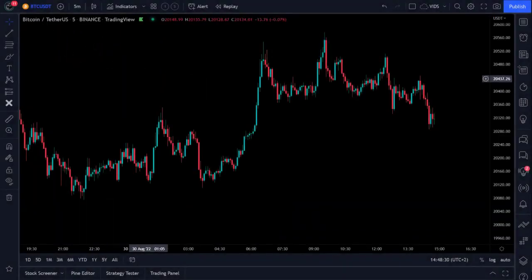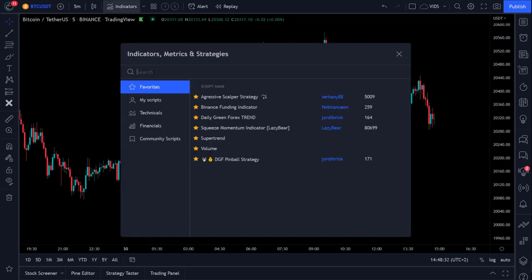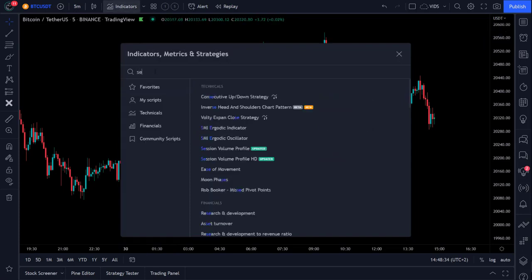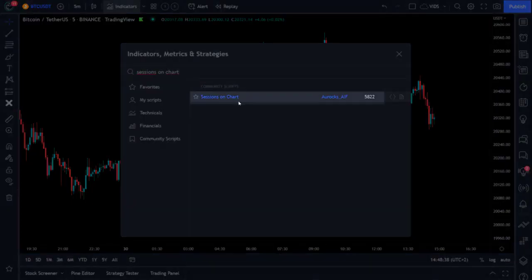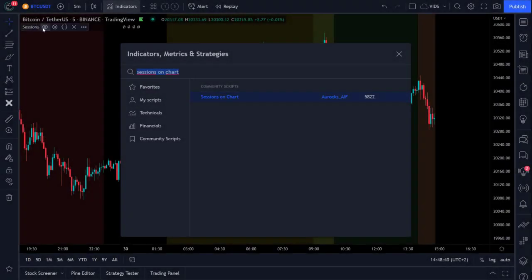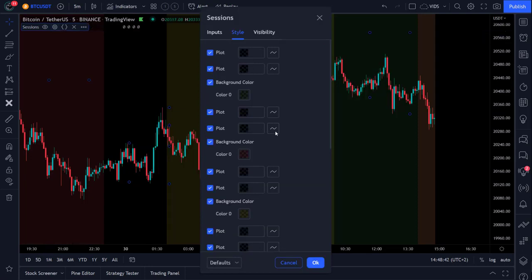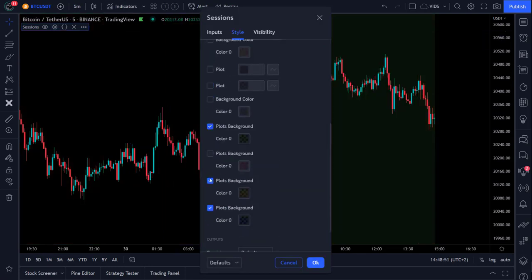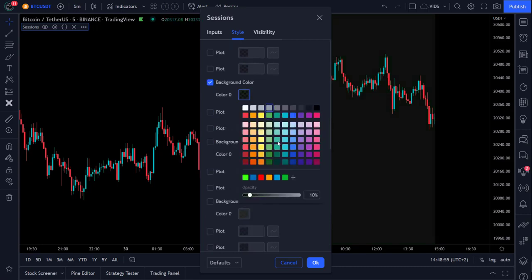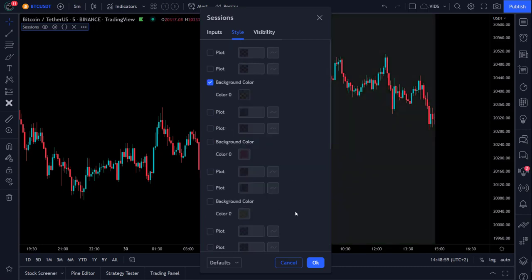For this strategy, I use 4 indicators. Let's start adding them right away. The first indicator is called the Sessions on Chart. With this indicator, we can easily chart the London trading session. Go to the settings and uncheck everything except the first background color. If necessary, make the color a bit whiter and more visible.